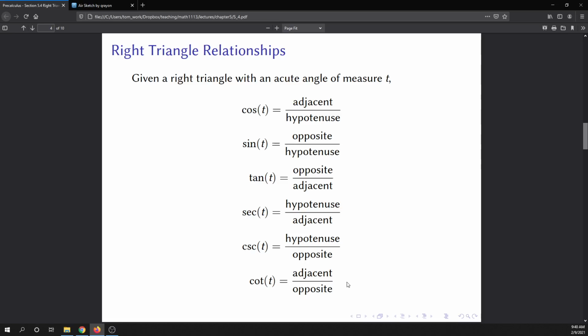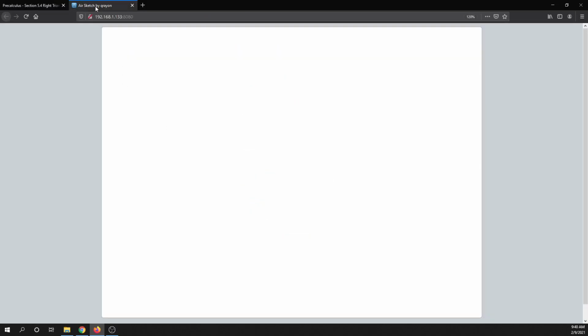Just to connect that up to the definitions that we talked about in terms of the unit circle. In the unit circle, what we did was we had, oops, I'm trying to get that in the middle.